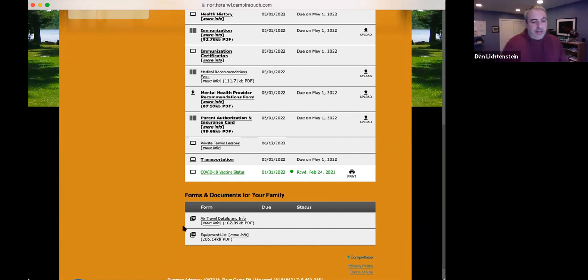Okay, that's transportation. Another form that you will see is the private tennis form. This form has been live since February, so it's been live for several weeks. This is an option that we provide our campers. We've got some wonderful tennis pros, Carlos and Cece. For families that wish to have additional tennis lessons for their campers, they can select the private tennis lessons. There is a cost associated with these lessons.